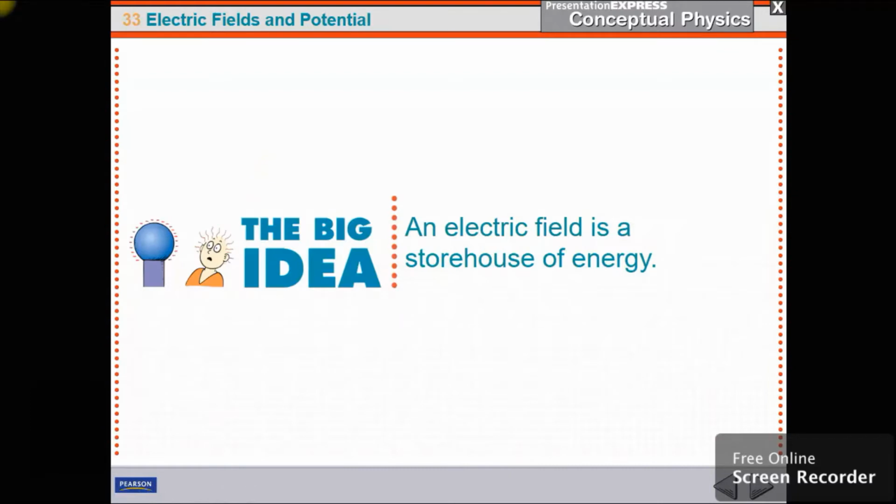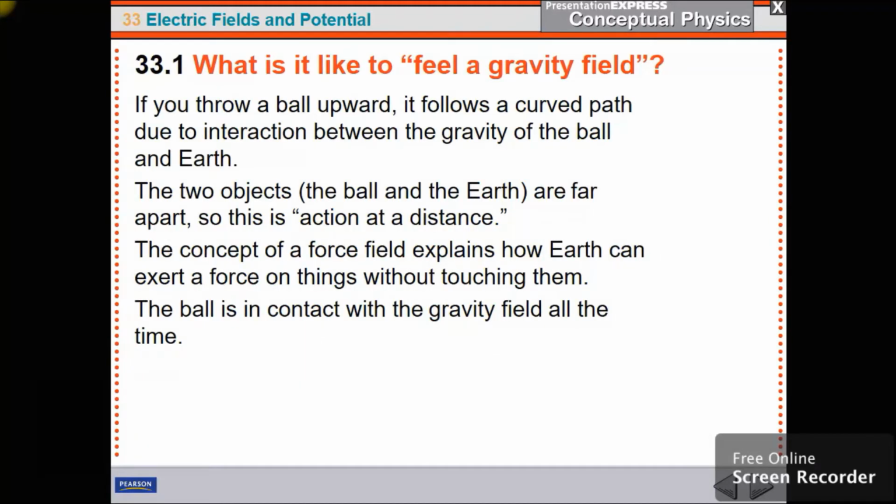Okay, so here's the start of chapter 33, electric fields and potential. And we're going to start with this and get halfway through the chapter. What is it like to feel a gravity field? If you throw a ball upward, it follows a curved path due to the interaction between the gravity of the ball and the earth. The two objects, the ball and the earth, are far apart, so this is action at a distance. The concept of a force field explains how Earth can exert a force on things without touching them.